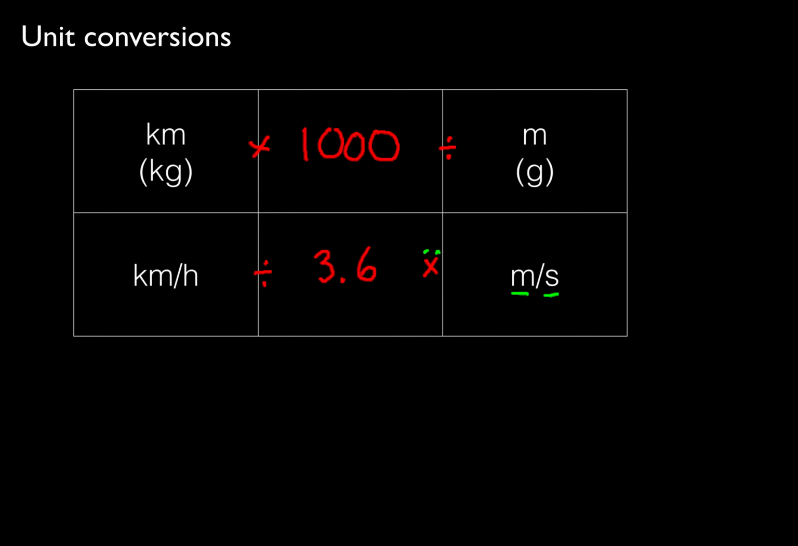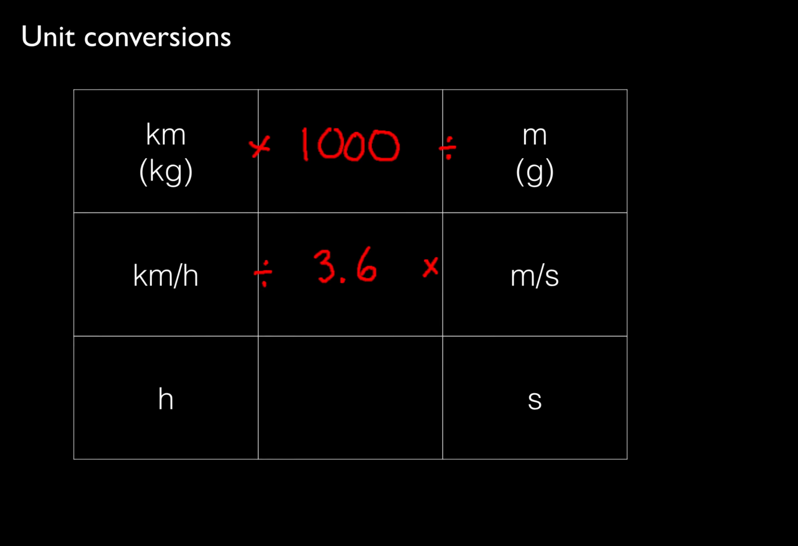Finally, you need to be able to convert from hours, which is the unit we use in everyday life for time, to seconds, which is the unit used in physics. The conversion factor for this is 1,000 times 3.6, which is 3,600, or 60 times 60, because there's 60 seconds in a minute and 60 minutes in an hour. An hour times 3,600 will give you a second. A second divided by 3,600 will give you an hour.